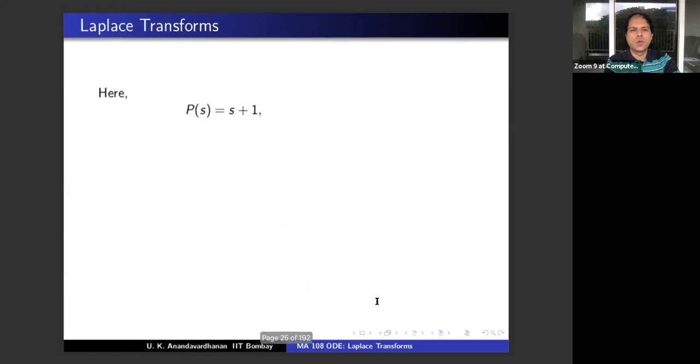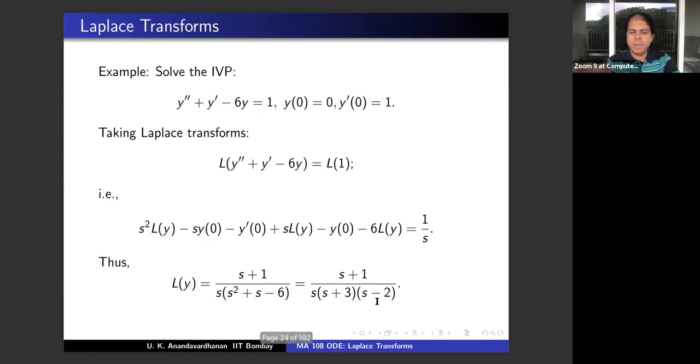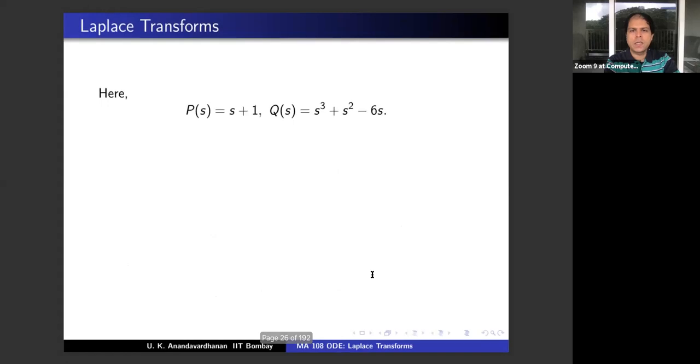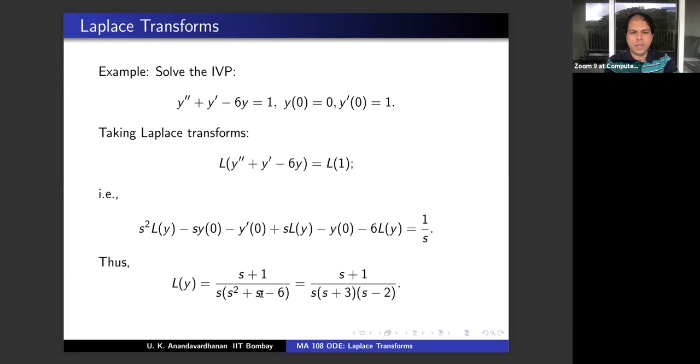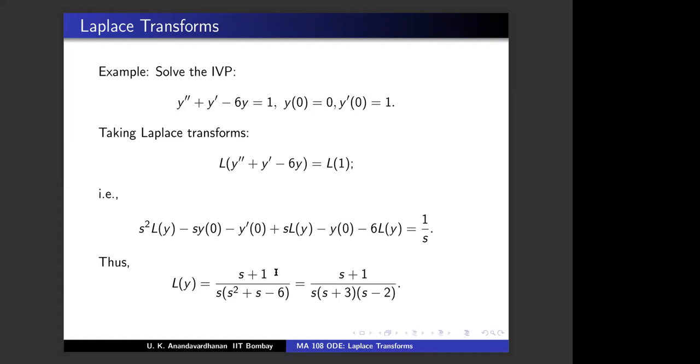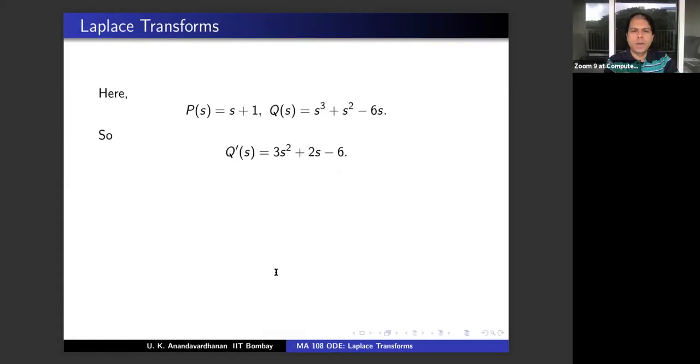So let us do it. P(s) is s plus 1. I'm illustrating that idea, P by Q. P(s) is the numerator and Q is the denominator, which is s cube plus s square minus 6s. You have to multiply and write. Does Q have simple roots? Yes, sir. So I can directly apply Q prime(s), which is 3s square plus 2s minus 6.